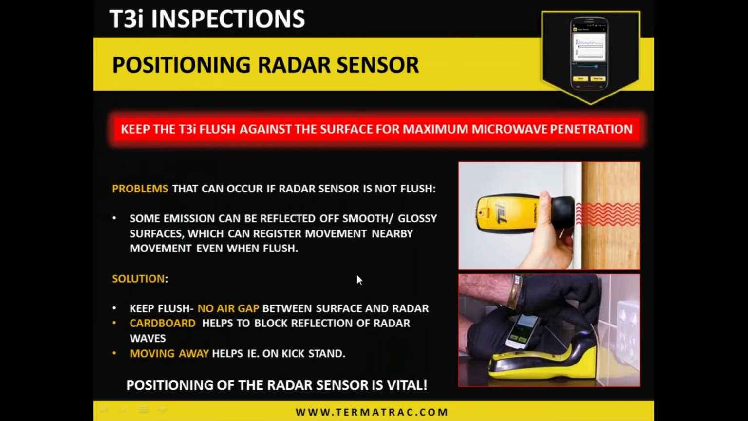So the positioning of the radar. It is always better to have that radar face sitting flush on the material we are trying to use it upon. If we have an air gap between the head of the unit and the material, we can experience what's known as microwave reflection. The more smooth, more glossy the material, the more reflection we will experience. So try to have it flush wherever possible.